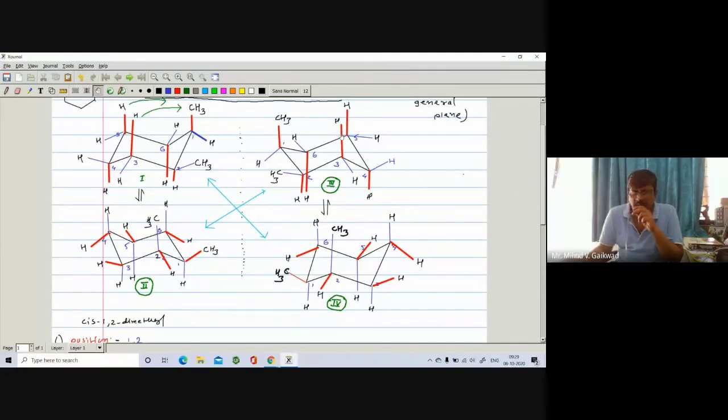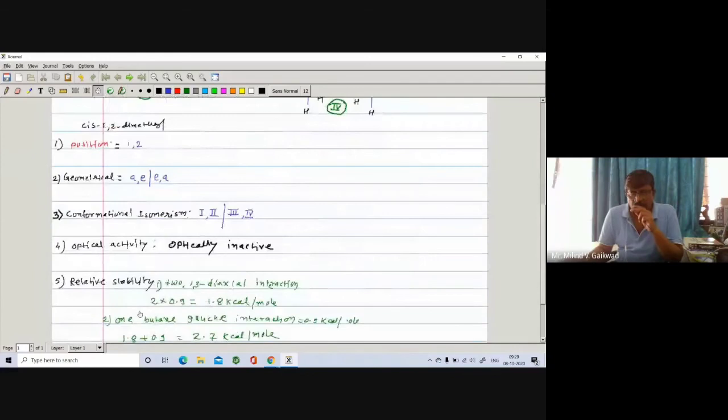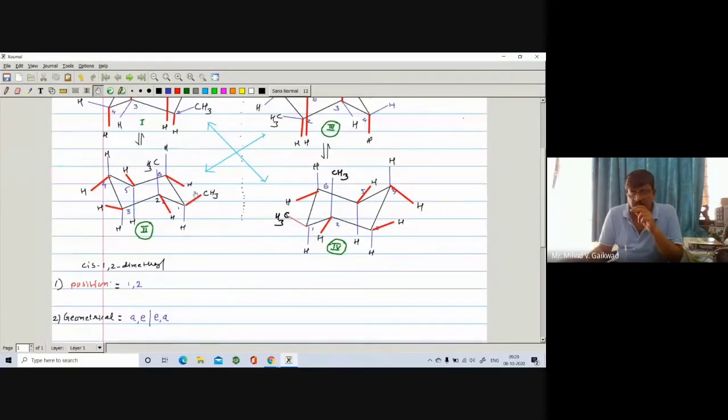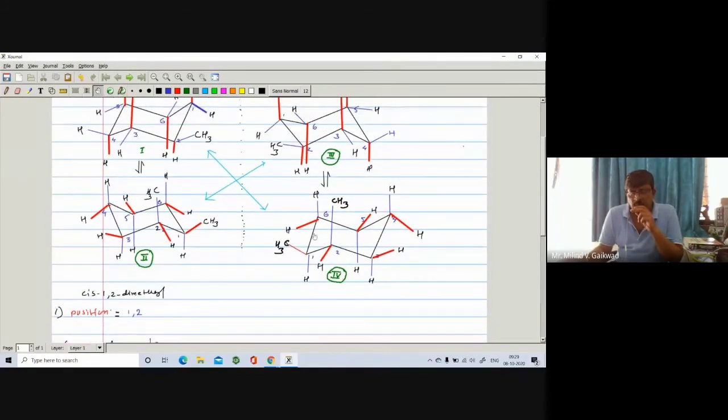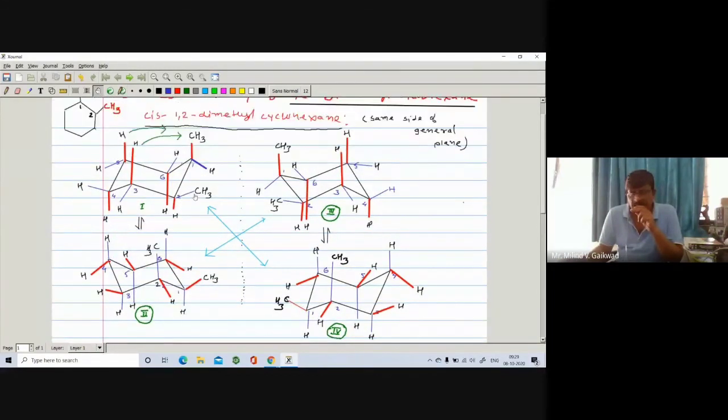And as they are the enantiomer, they are having the opposite optical activity. So these are the optically inactive compound. And in terms of energy, which compound is having the more energy, either 1, 2, 3, 4? In all four, we'll see that one methyl is axial, other is equatorial. Means all are having the same energy. Cis compound, it is given by axial equatorial or equatorial axial. So all are having the same energy.